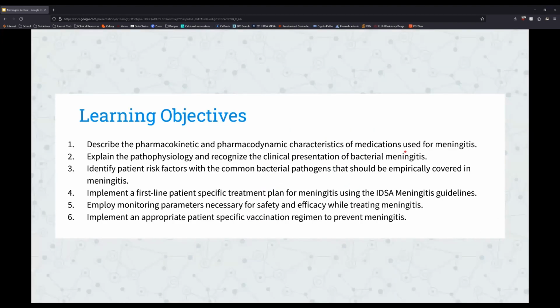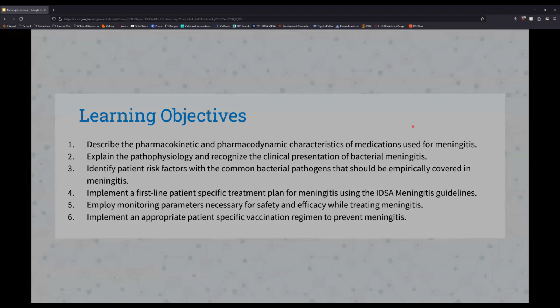So here are our learning objectives for the day. This is going to include describing the pharmacokinetic and pharmacodynamic characteristics of medications used for meningitis, explaining the pathophysiology and recognizing the clinical presentation of bacterial meningitis, identifying patient risk factors with common bacterial pathogens, and which organisms need to be empirically covered in meningitis initially, and then implementing a first-line patient-specific treatment plan for meningitis using the IDSA meningitis guidelines. This is also going to include employing monitoring parameters necessary for both safety and efficacy while treating, and then implementing an appropriate patient-specific vaccination regimen to prevent meningitis in the first place.